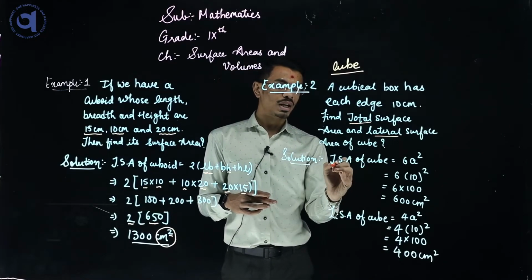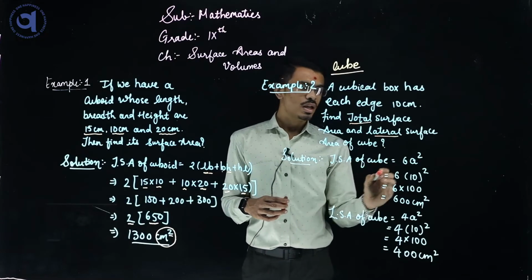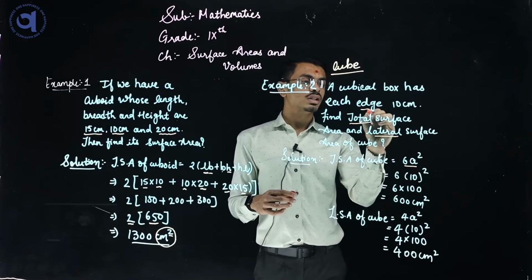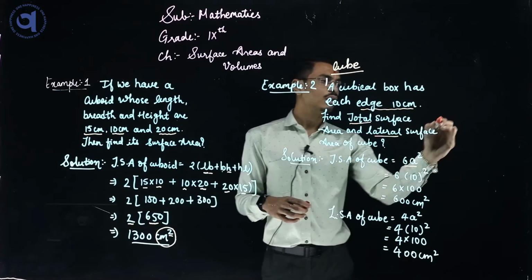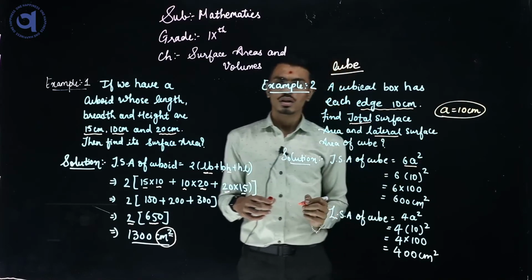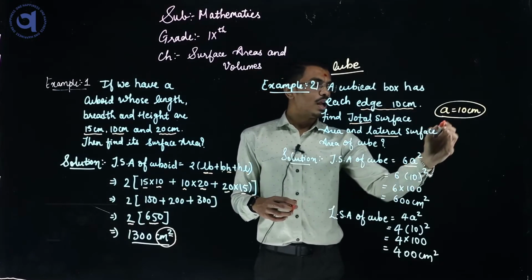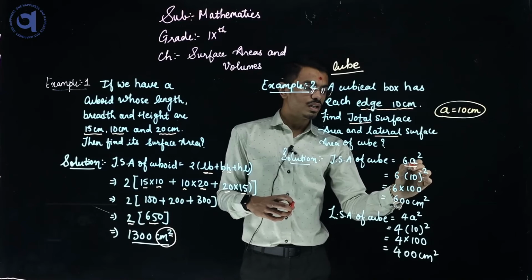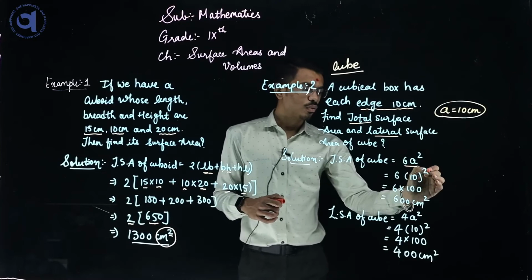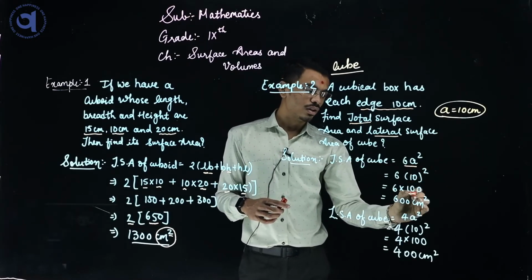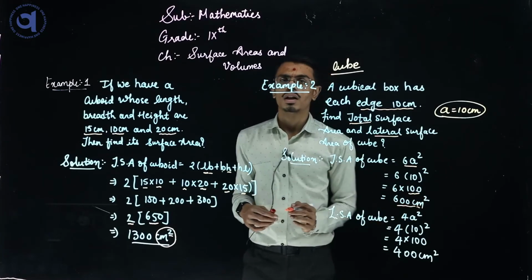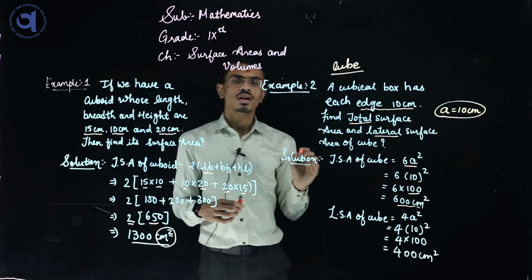TSA is the short form of total surface area of a cube, and that is 6a square. Now a means an edge, already given as 10 centimeter, that is a is equal to 10 centimeter. So by putting the value of a as 10, 6 as it is, in place of a we write 10 because the edge is 10. So 10 square means 10 into 10, that is 100, and 6 into 100 will become 600 centimeter square. So this one is our total surface area.